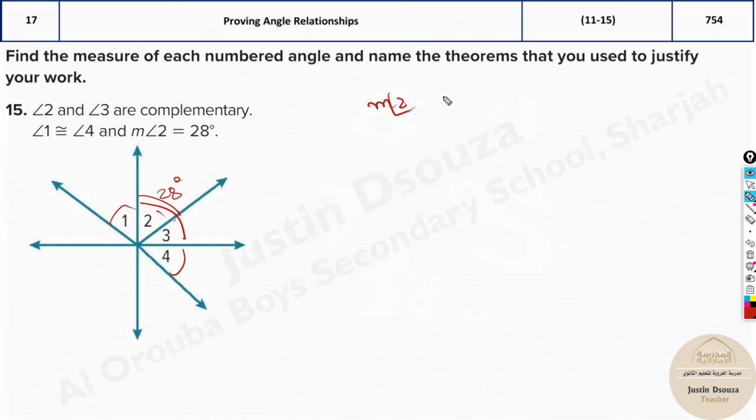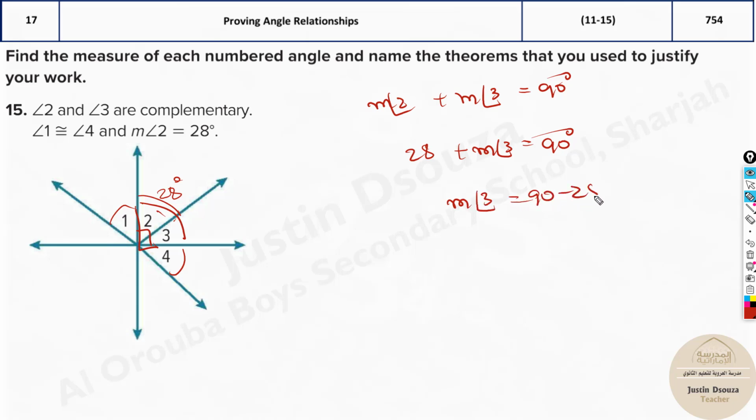Measure of angle 2 plus measure of angle 3, since they are complementary, that means it's 90 degrees, and looking over here you can see it's a 90 degree right angle. Now we know angle 2 is 28, plus measure of angle 3 must be 90 degrees. Take this 28 to the other side, so it becomes 90 minus 28 degrees. That is going to be 62 degrees, the measure of angle 3.